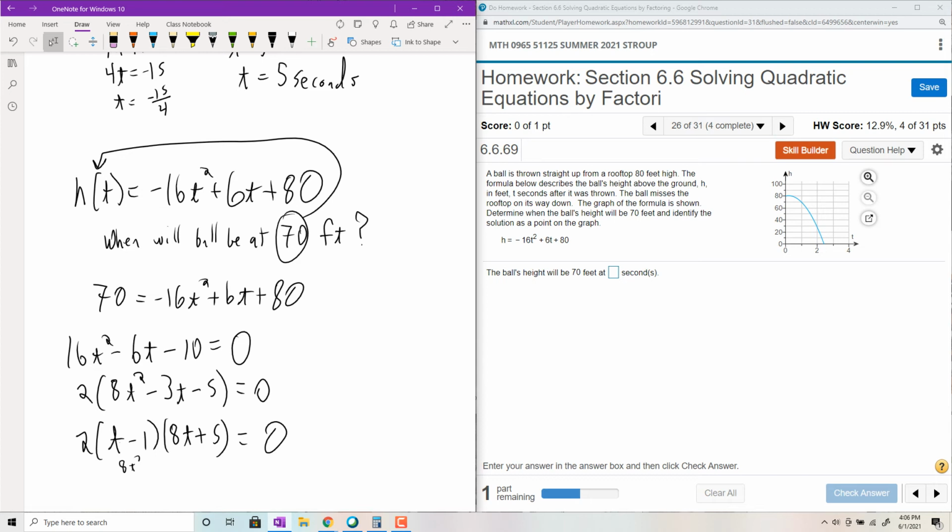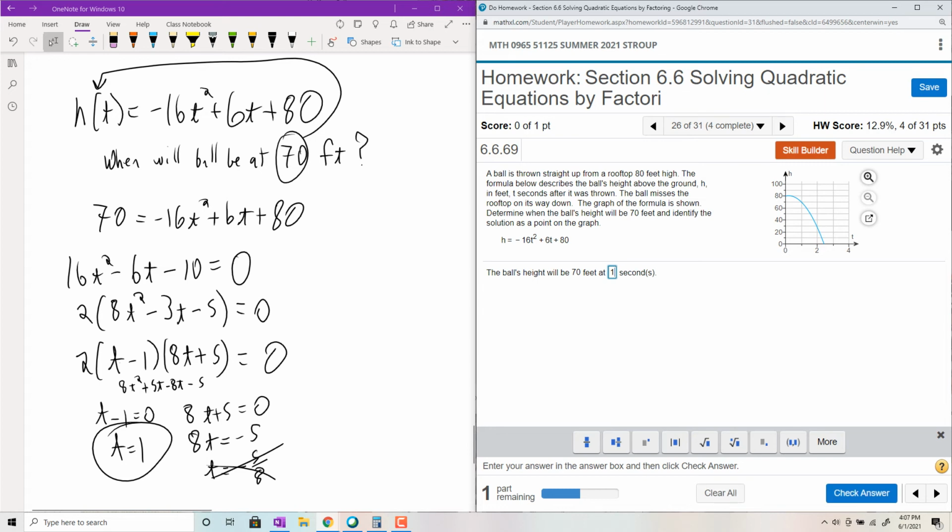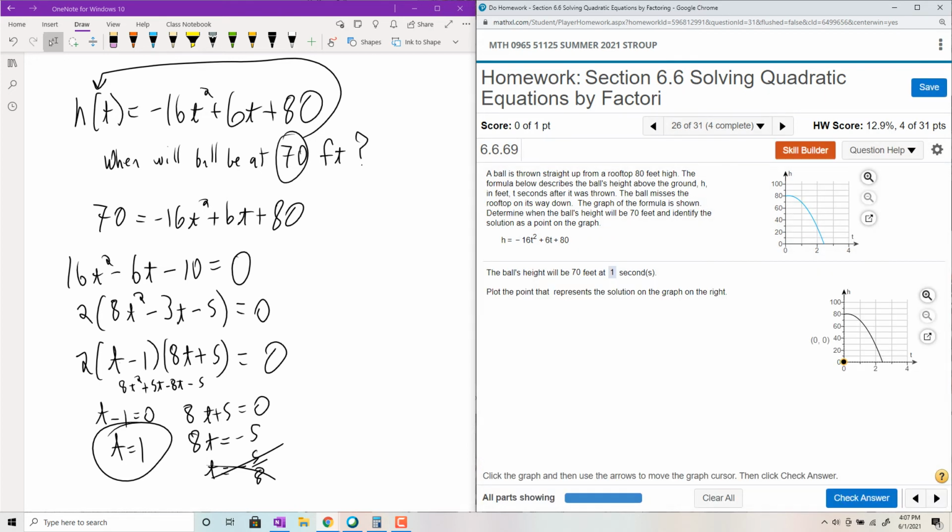So you get 8t squared first, the outer, plus 5t, the inner, minus 8t, the last. Yeah, it works. So the two solutions: t minus 1 is 0, or 8t plus 5 is 0. So t is 1, or 8t equals negative 5, t is negative 5/8. We throw out the negative solution because time in our universe is not negative, and we hold on to t equals 1. So 1 second. Plot the point that represents it, it's right here.